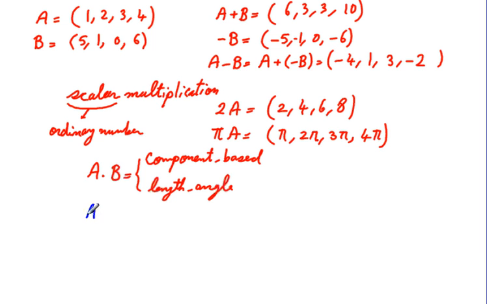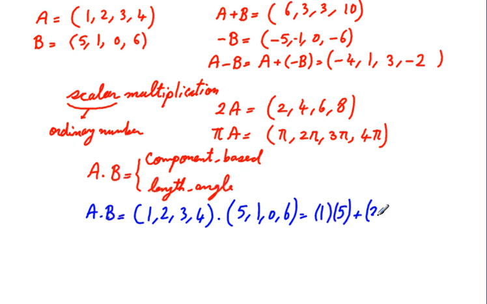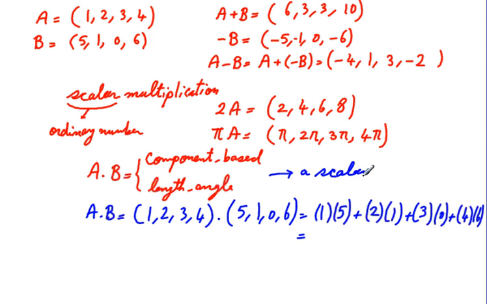Component based means, for example, a times b, that is 1, 2, 3, 4 dotted with 5, 1, 0, 6, and that means 1 times 5 plus 2 times 1 plus 3 times 0 plus 4 times 6. And don't forget you're adding these things. The common mistake is to just leave some loose numbers around. The result produces a number, a scalar. An ordinary number comes out of it, not a collection of numbers, not a vector, but just a single number that is like 5 plus 2 plus 0 plus 24.